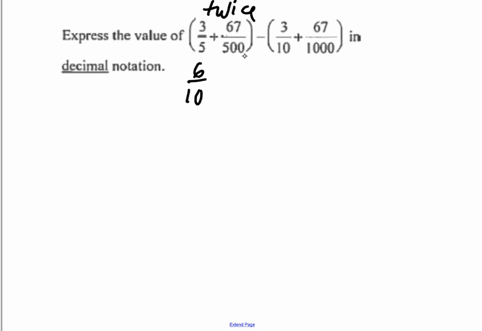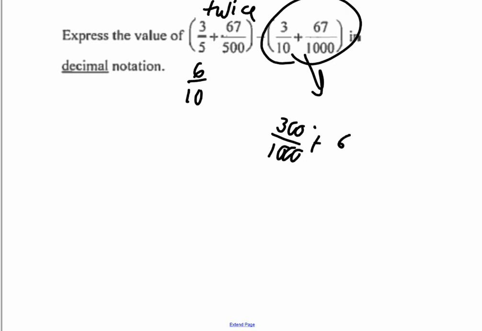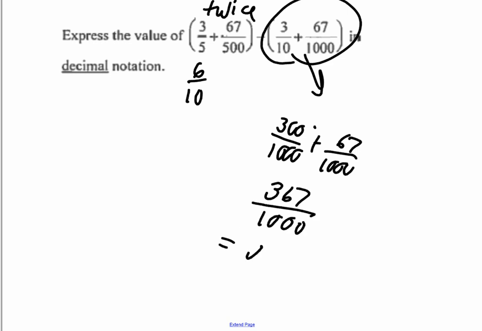So really, if I take something and I take away half of it, I'm left with the other half. So really, because this one is twice as big as this one, this is what I would be left with after subtracting. And this is really like 300 over 1,000 plus 67 over 1,000, or 367 over 1,000, which is the same as 0.37.